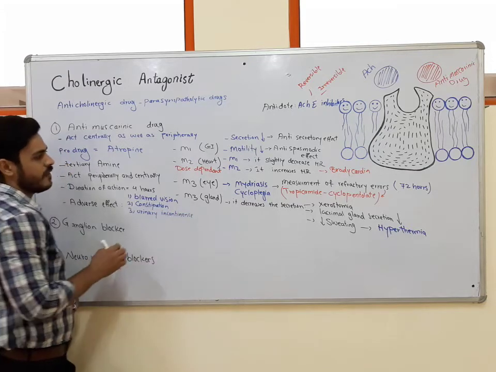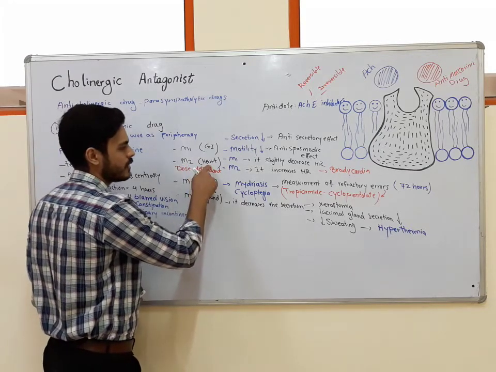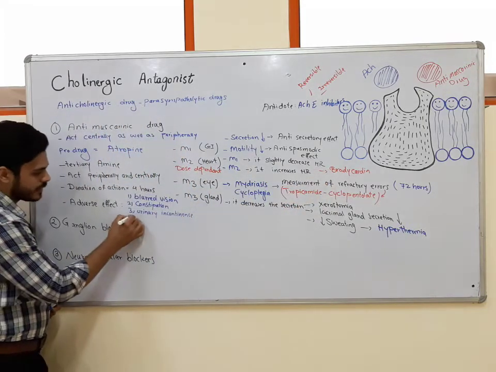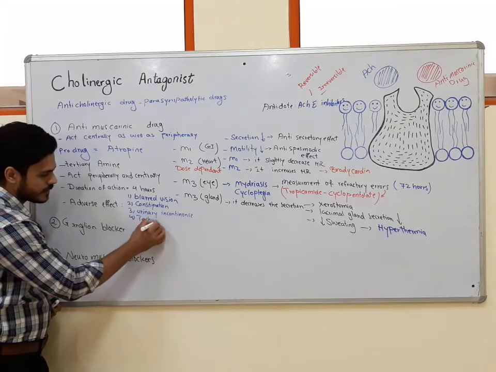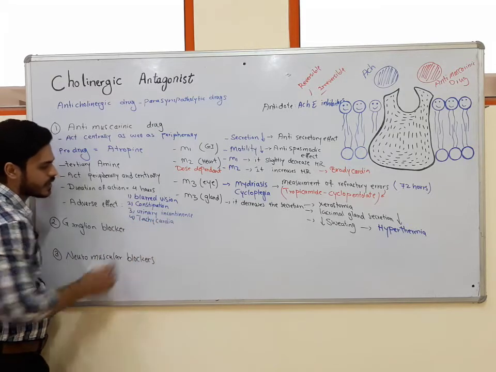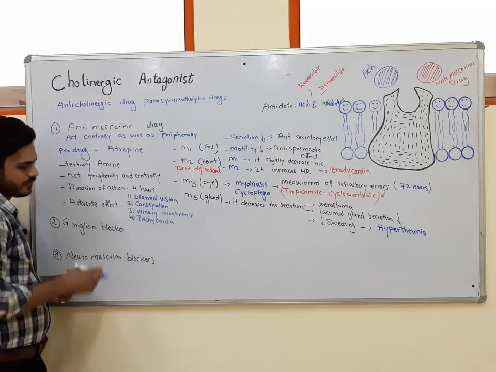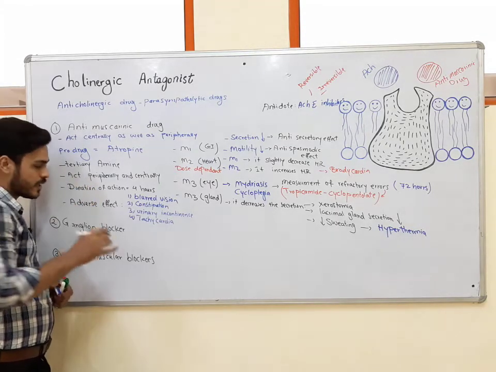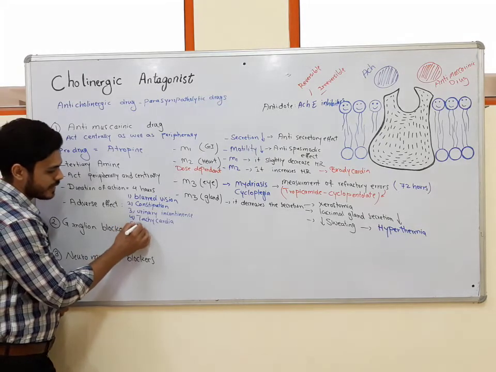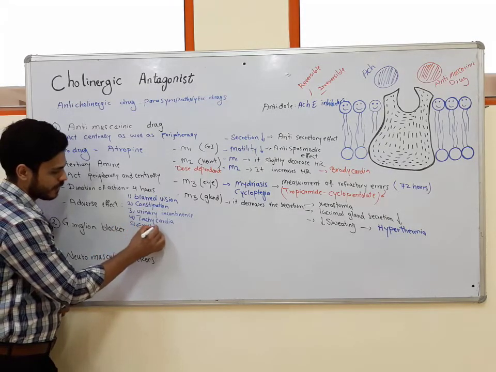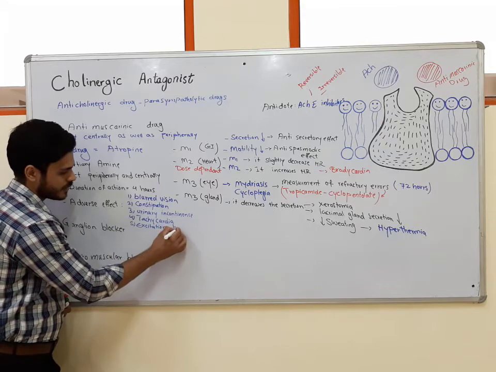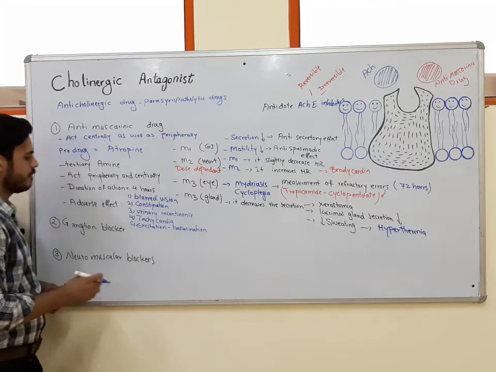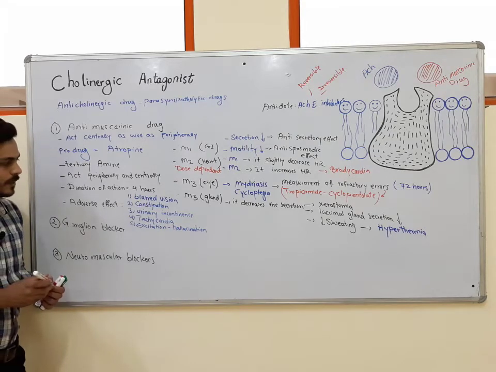What about if it acts on M2 receptor of the heart? The adverse effect can be tachycardia. It can increase the heart rate. Some other adverse effects occur when it binds to the muscarinic receptors which are located in the central nervous system. For example, it can cause excitation. It can cause hallucination. These are the adverse effects of atropine.